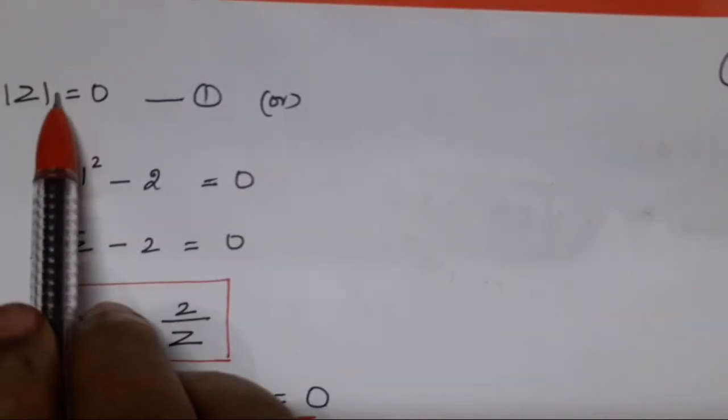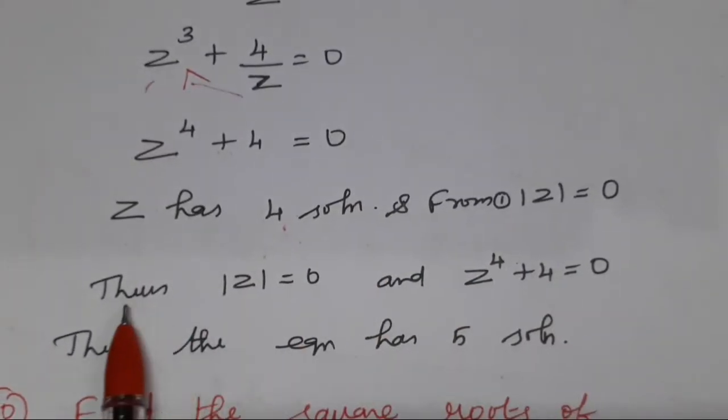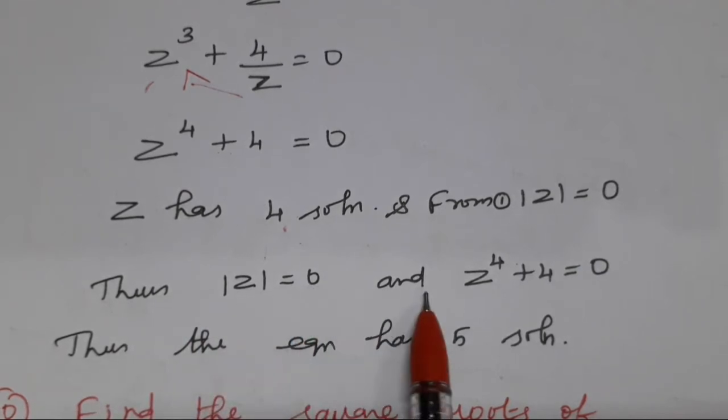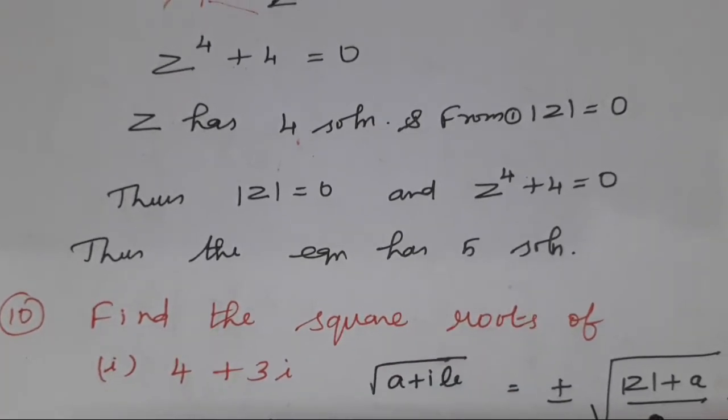Therefore z has 4 solutions from this equation. Already we found one more solution, z equal to 0. Therefore, totally, I write it here, modulus of z equal to 0 and z power 4 plus 4 equal to 0. Therefore this equation has 5 solutions. But for the cubic equation we found the 5 solutions. Hence we prove the result.